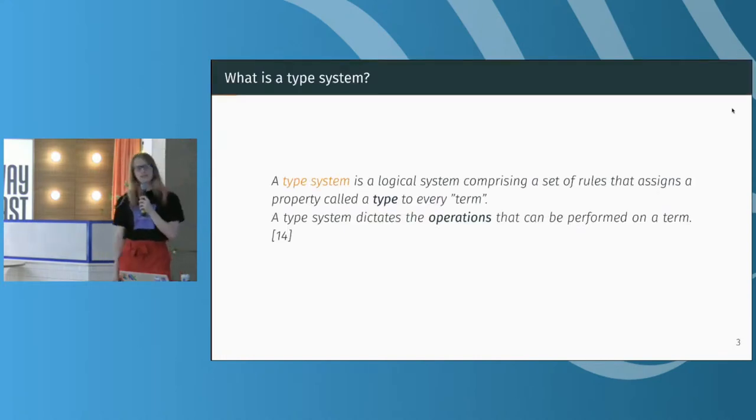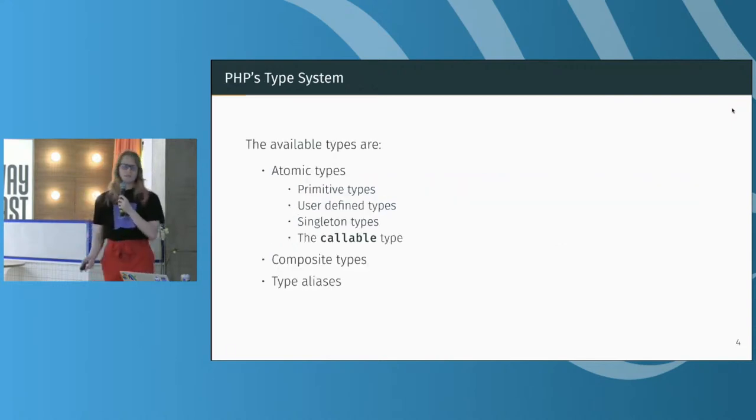So a type system is a logical system comprising a set of rules that assign a property called a type to every term. And a type system dictates the operations that can be performed on a type. For example, if a type is an integer, on an integer you can do addition, subtraction, you can divide, you can multiply, and on a string you can do concatenation, and things like that. Or on a list you can do appending. So these are the operations that the type allows you to do.